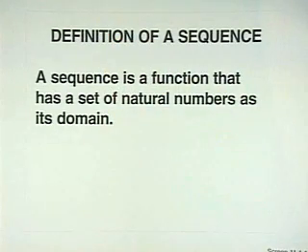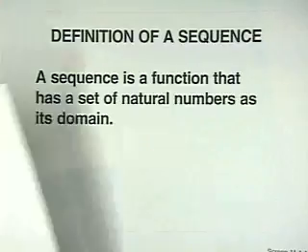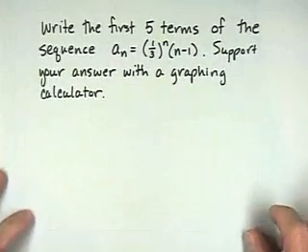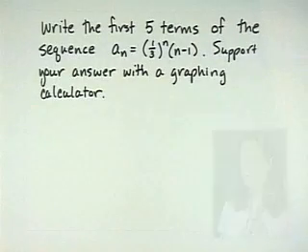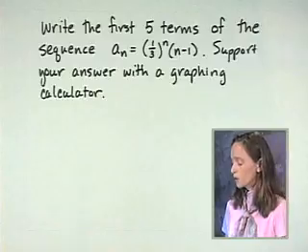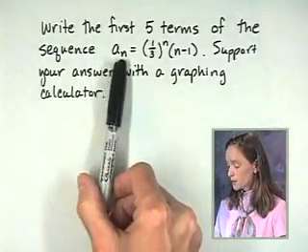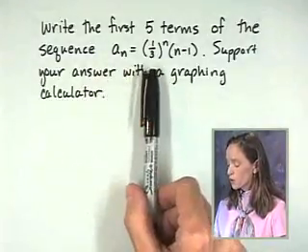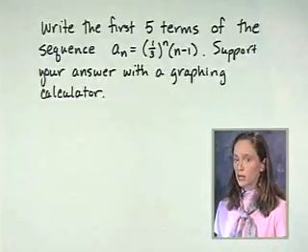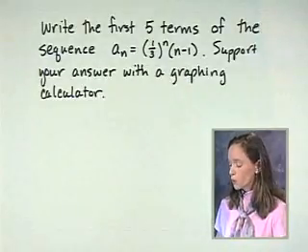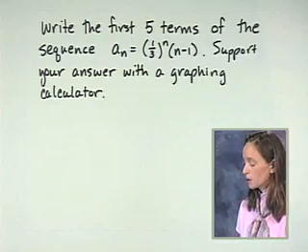A sequence is a function that has a set of natural numbers as its domain. Let me show you with an example. What we're going to do with this is just write the first 5 terms of the sequence. A sub n, that's a subscript, equals 1/3 to the n power times n minus 1. When we're done, we'll support our answer with a graphing calculator.